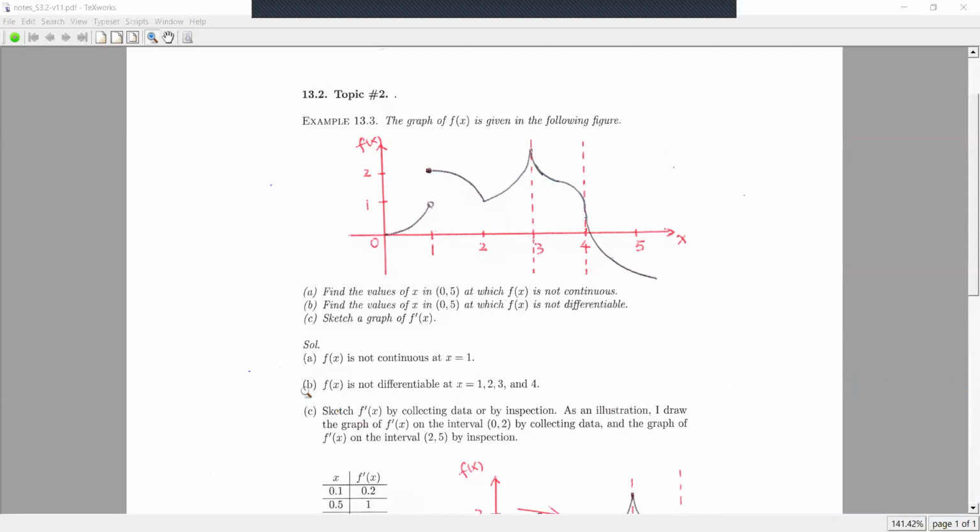Now, the solution to part B is: the function f is not differentiable at x is 1, x is 2, x is 3, and x is 4, at these 4 points. Differentiable means the derivative is computable, exists. Not differentiable means the derivative is not computable, doesn't exist. At these 4 points, the derivative doesn't exist.